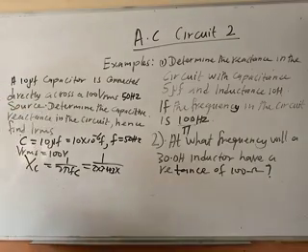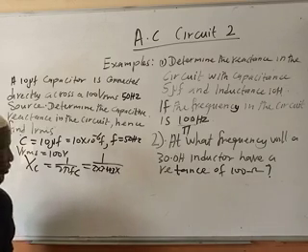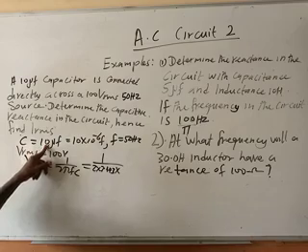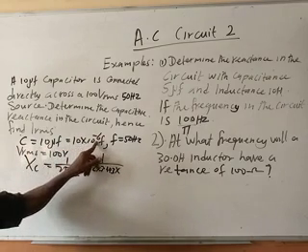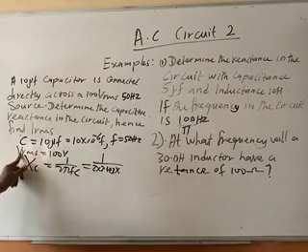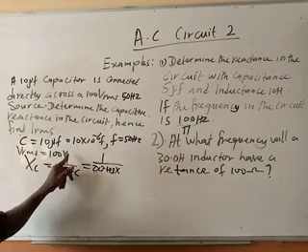Now, the question says a 10 microfarad capacitor is connected directly across a 100 V root mean squared, 50 Hz source. Determine the capacitive reactance in the circuit, hence find the root mean square current. Now, what you first of all do is convert this to farad, which is 10 times 10 raised to power minus 6. Then frequency is 50. Then V root mean square is given, that is 100 volt.